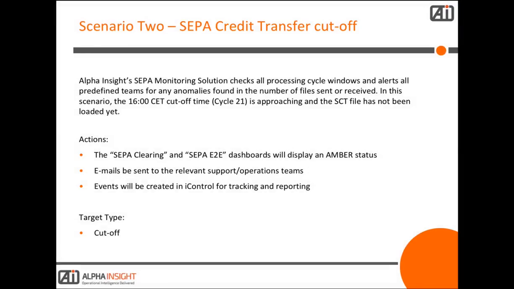Scenario 2. SEPA credit transfer file cutoff. Alpha Insight SEPA monitoring solution checks all processing cycle windows and alerts all predefined teams for any anomalies found in the number of files sent or received. In this scenario, the 1600 CET cutoff time is approaching and the SCT file has not been loaded yet.